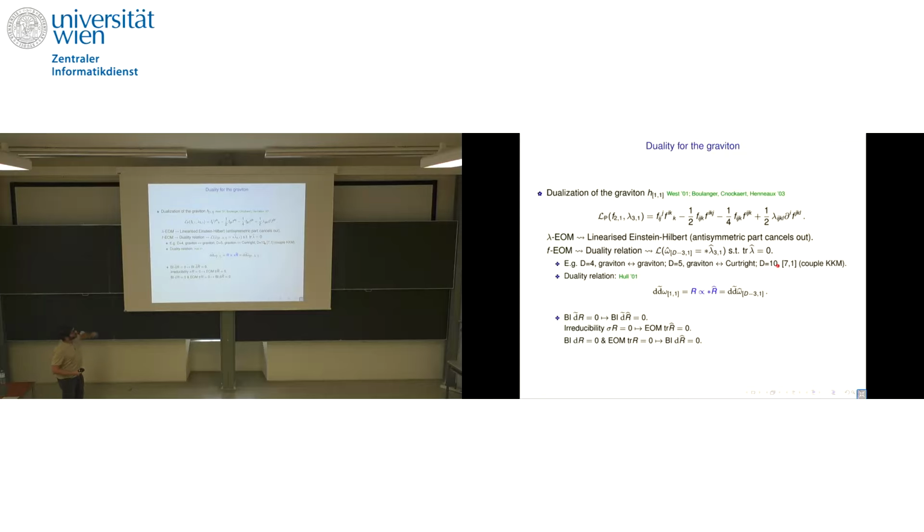And maybe, for string-oriented people, in 10 dimensions, you get a 7,1 field. So this 7,1 field typically is something that you expect to couple to the magnetic dual of the graviton, so to the Kaluza-Klein monopole. Now, the duality relation in this case, the on-shell duality relation, was described by Chris Hull here. So there is, again, a similar story.